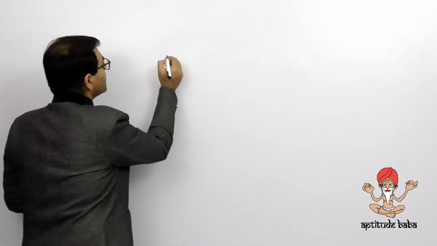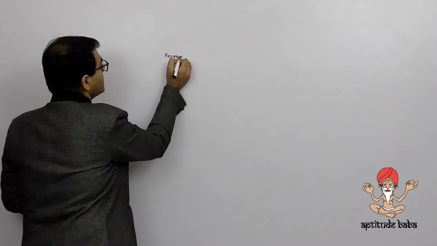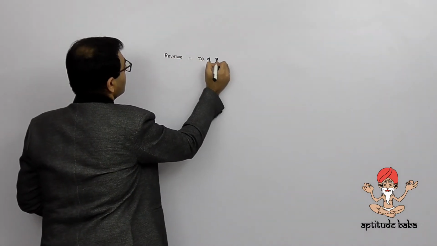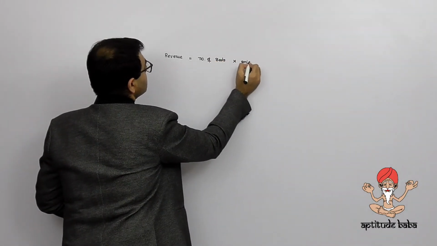In this question, I have three variables here. I have the number of seats, I have the price of each seat, and I have the revenue from that price category. Obviously, we can understand the fact that revenue is defined as number of seats into the price of each seat.